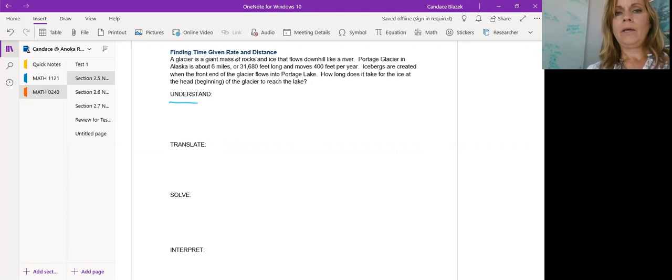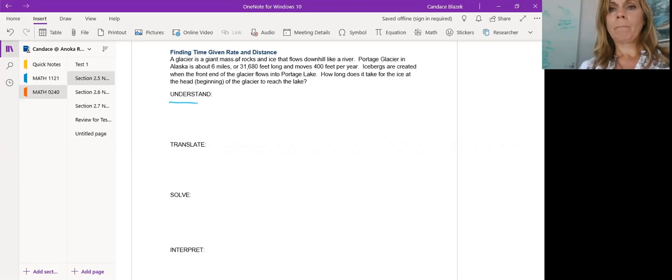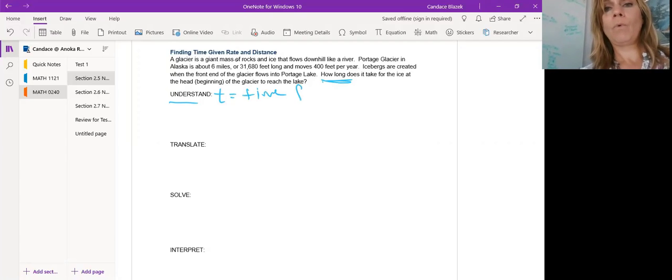So my first thing I'm looking for is, what am I looking for? If I read that last sentence, it often describes what we're looking for. It says, how long? When we're describing how long, often we will describe it for time, because how long does it take for the ice at the head, the beginning of the glacier, to reach the lake? That means the time. And so the time is equal to the time for the ice to reach the lake.